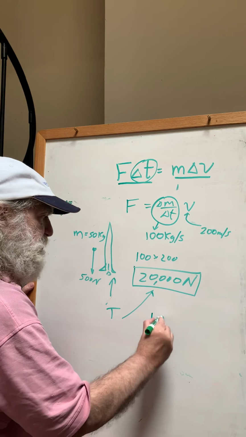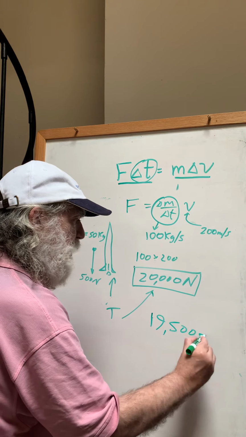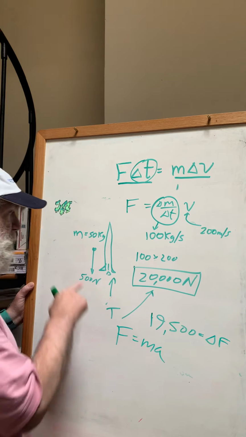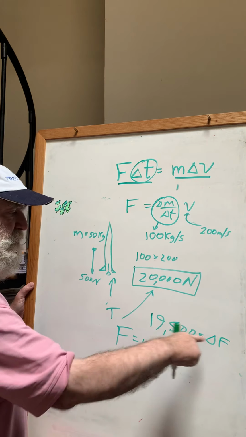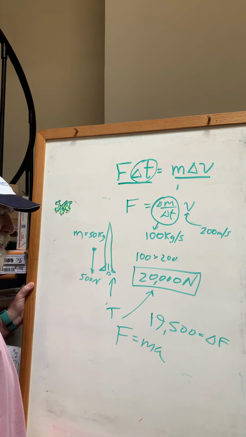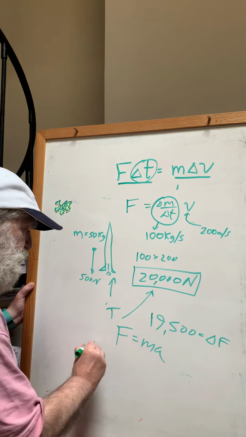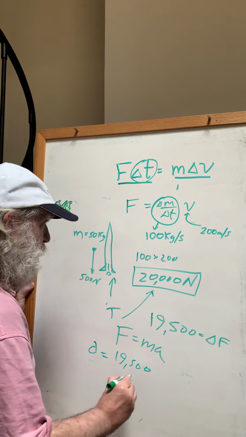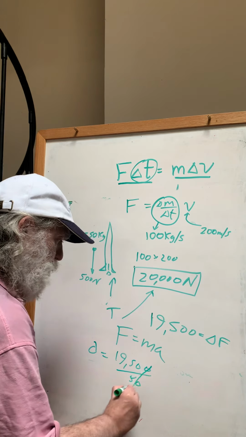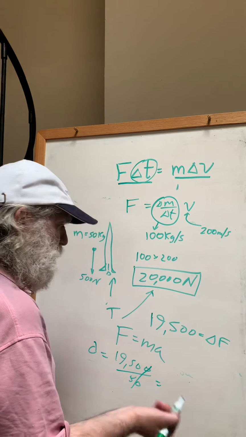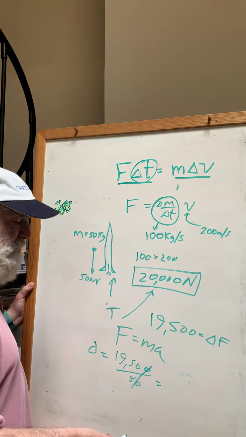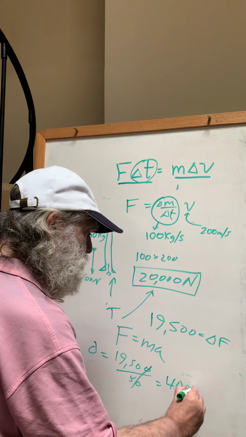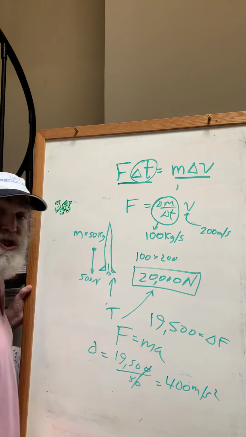So we get 19,500 is our delta force upward, and since F equals ma, the mass of the rocket being 50, by dividing this by 50, we get the acceleration of the rocket upward. So the acceleration of the rocket would be 19,500 divided by 50 kilograms, or 5 into 1950, which is about, I mean, if that were 2,000, it's in the vicinity of 400 meters per second squared, or 40 Gs.